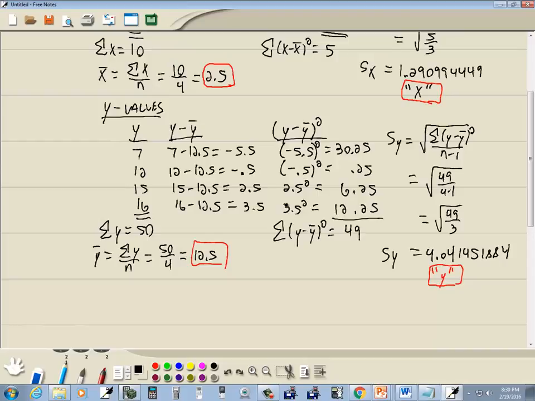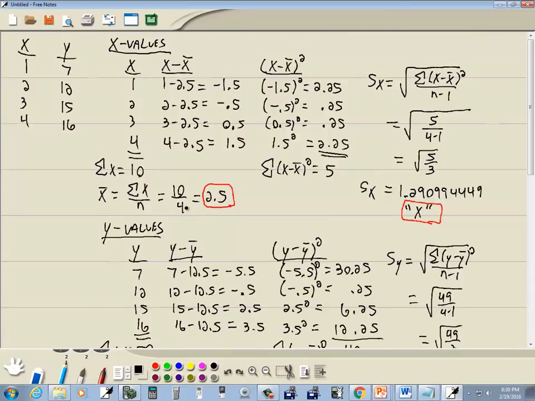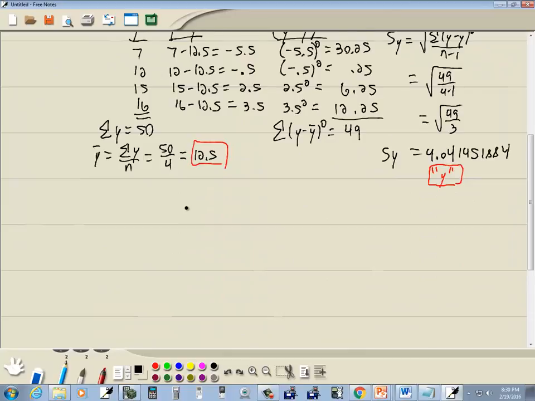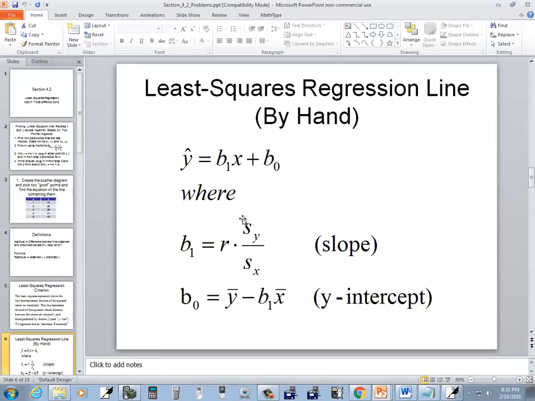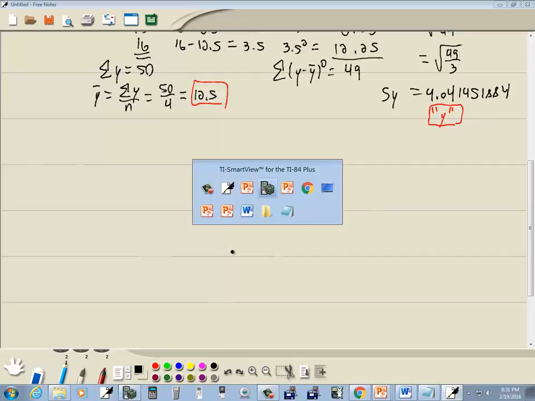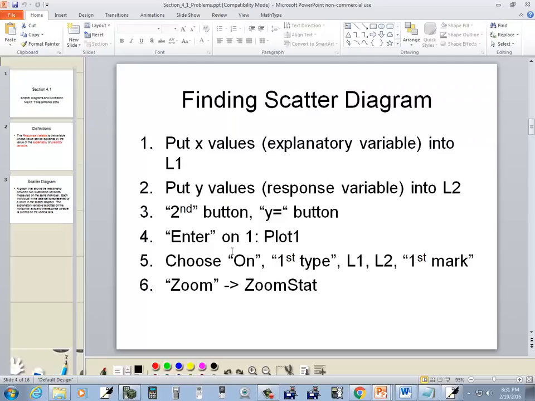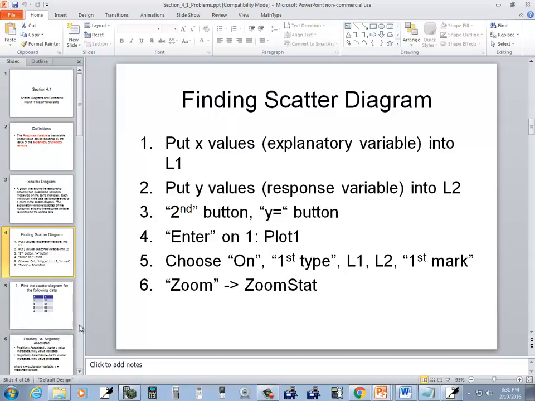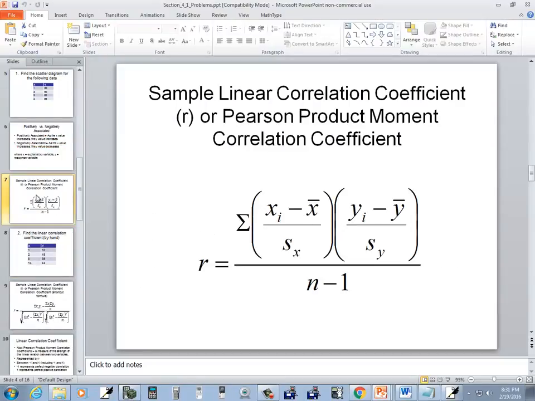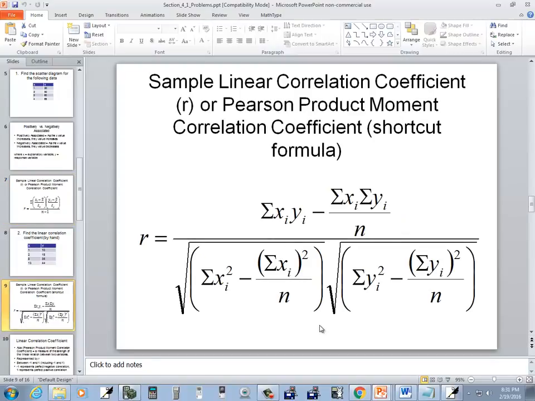Okay, so now we have x bar, y bar, s sub x, and s sub y. We need r. The last piece we need is r, and then we're ready to plug them into our formulas. Let me get to that formula. Now there's this formula, which is a little bit harder, and then there's this one that's a little bit easier, although it looks harder. Since in the previous section I used the other formula, let me go ahead and show this one.